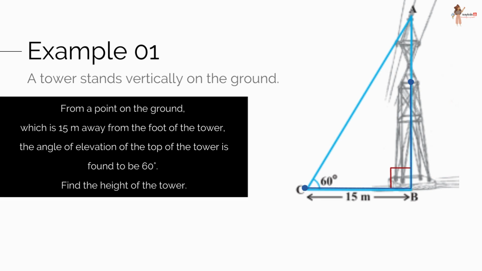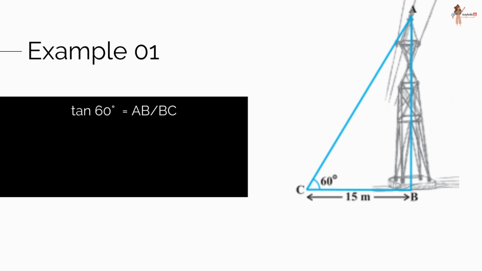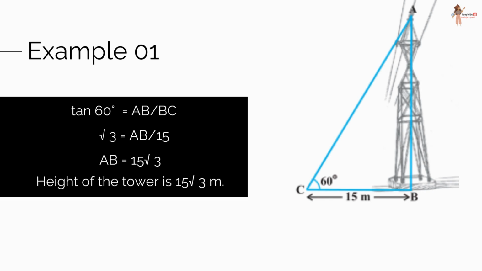Also, ACB is a triangle, right angled at B. To solve the problem, we choose the trigonometric ratio tan 60 degrees, or we can also choose cot 60 degrees, but I am choosing tan 60 degrees here because the ratio involves AB and BC both. Now tan 60 is AB upon BC, that is root 3 is equal to AB upon 15. That means AB is 15 root 3. So the height of the tower is 15 root 3 meters. Easy, right? Let's see one more.